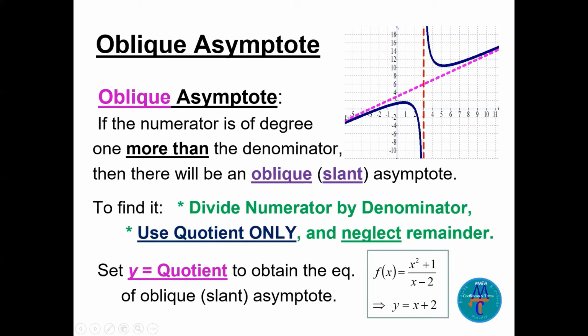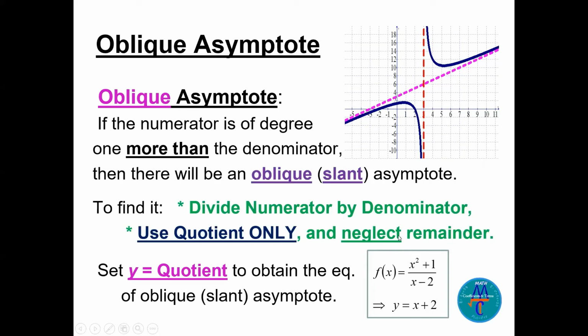Oblique means a line which is not vertical, not horizontal. It has a slope. It's oblique. So when do we get that? If the numerator is of degree more than the denominator, like this rational function, x squared plus 1 divided by x minus 2. If the degree here is higher, 2 or 3, whatever, higher than the degree here, which is 1.